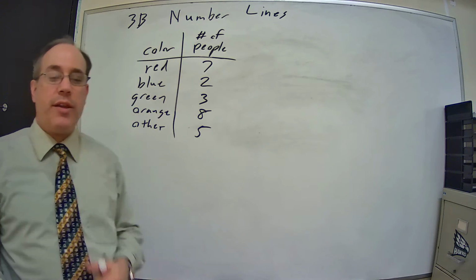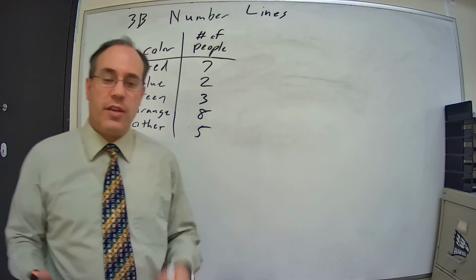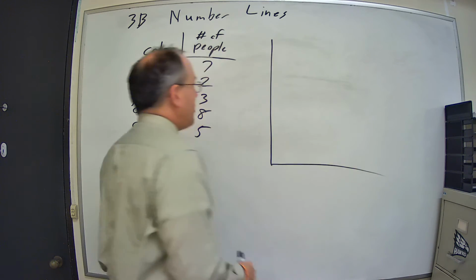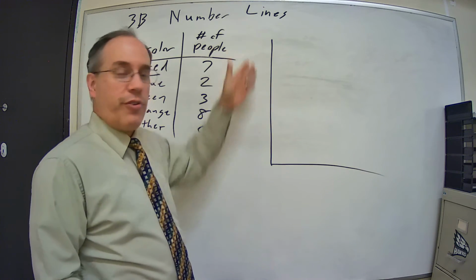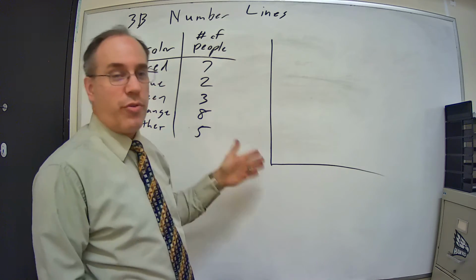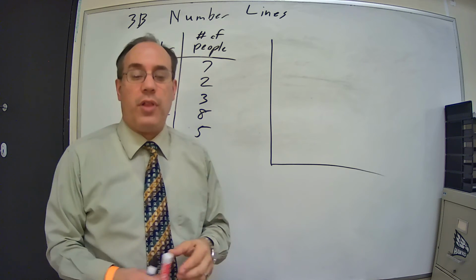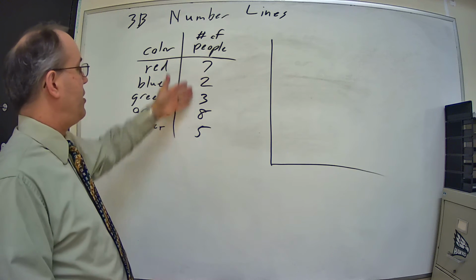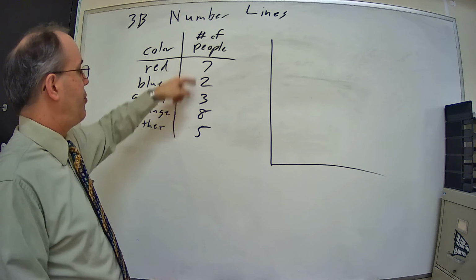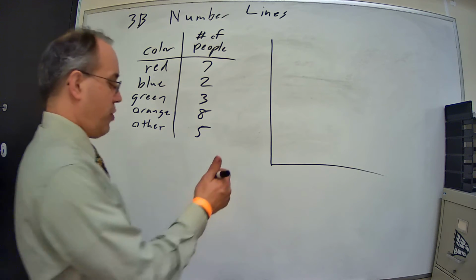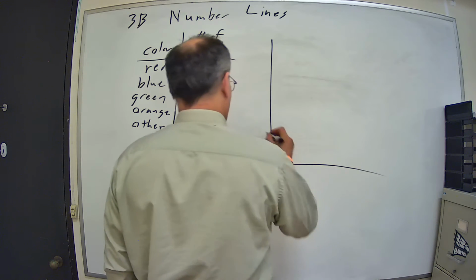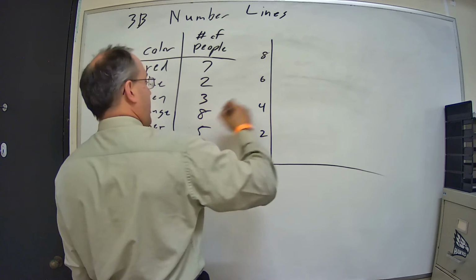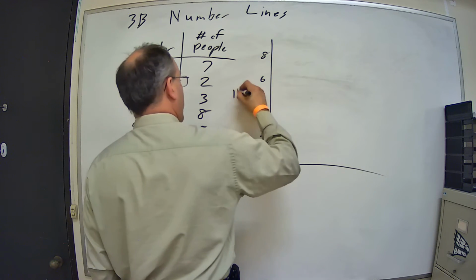So I did these. Now I want to create a bar graph. So in creating a bar graph, what I'm going to do is I'm actually going to treat this vertical axis, this line that's going up, as if it was a number line. So I want that number line to be able to handle these numbers from 2 through 8. So I'm going to number my number line. So I'm going to 0, 2, 4, 6, 8, and I'm going to call that number of people.